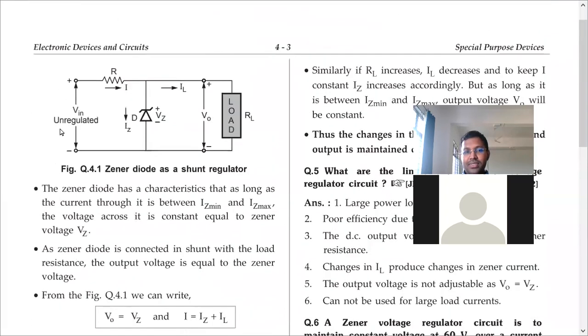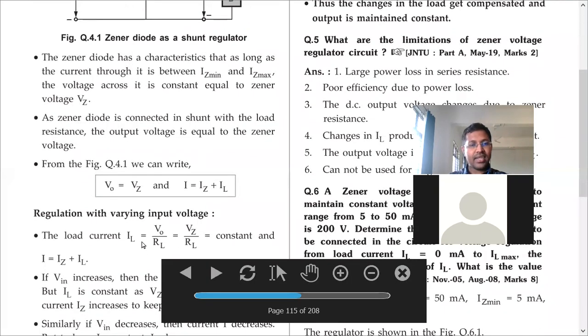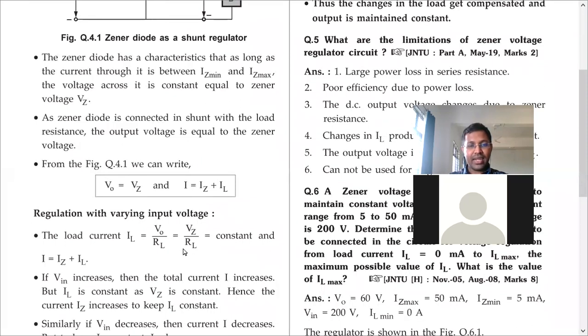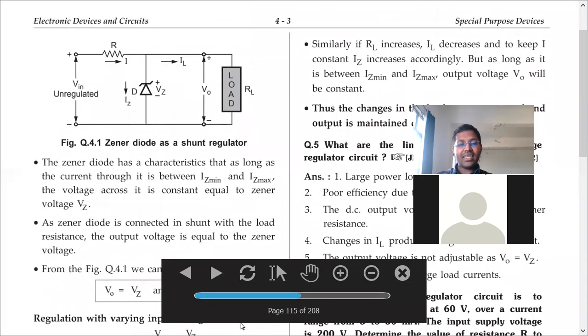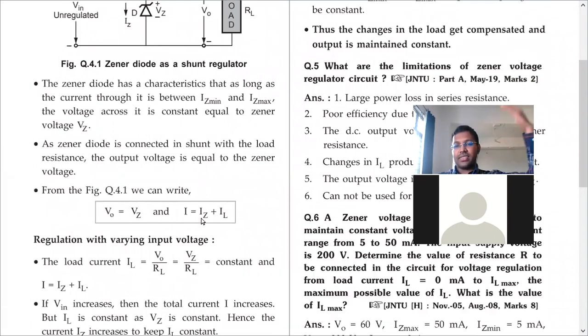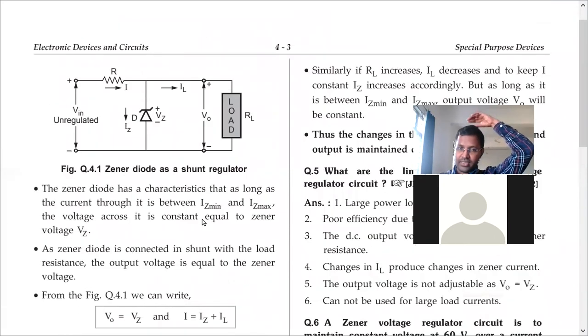So what happens when input increases? This also we have seen earlier. When the input voltage increases, I increases. What about IL? IL is Vz by RL. Vz is constant, RL is constant, so IL is constant. So when Vin increases, I increases. IL is constant, so IZ will increase.